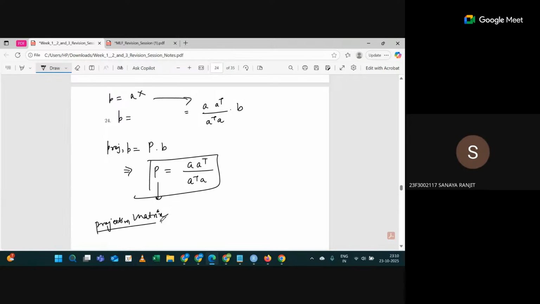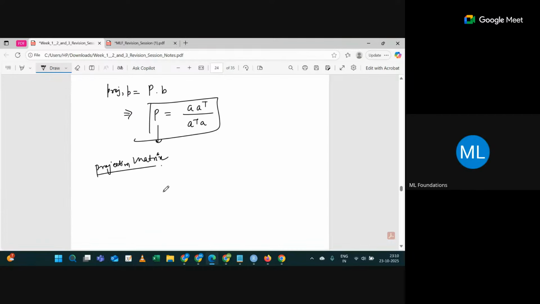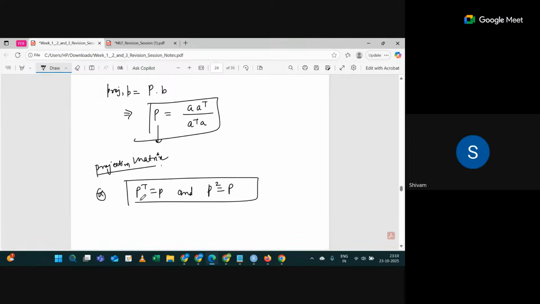Okay, so there are two properties in the case of this projection. What is the first property? The projection matrix P transpose is symmetric, and P squared equals P, because we are projecting again. So why is projection important?